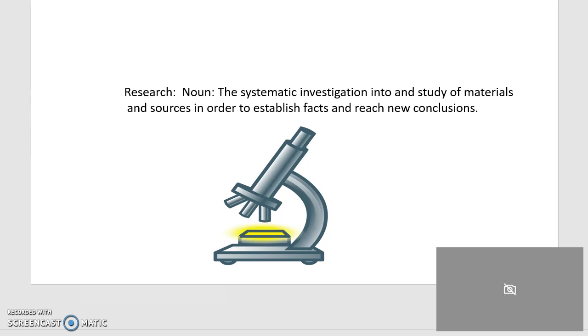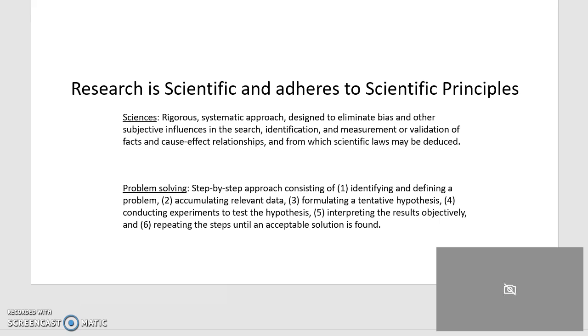Research definition here is the systematic investigation into and study of materials and sources in order to establish facts and reach new conclusions. It's scientific. It adheres to scientific principles, and you can read about that here. That's how research should be done. Validation of facts and cause-effect relationships, etc.